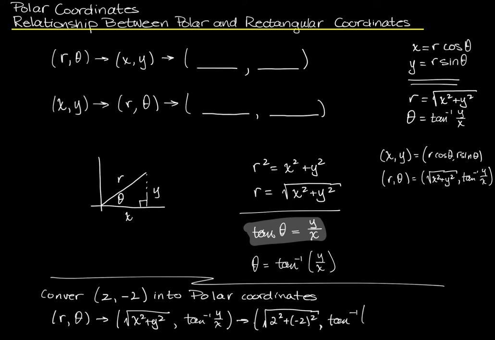tan inverse of, what was my y? I've lost the point that I was working with. It's here. Tan inverse of negative 2 over 2. Of course, that's negative 1. The square root of 2 squared plus negative 2 squared is the square root of 4 plus 4, which is 8, and that's 2 root 2. The tangent inverse of negative 1, let's see.